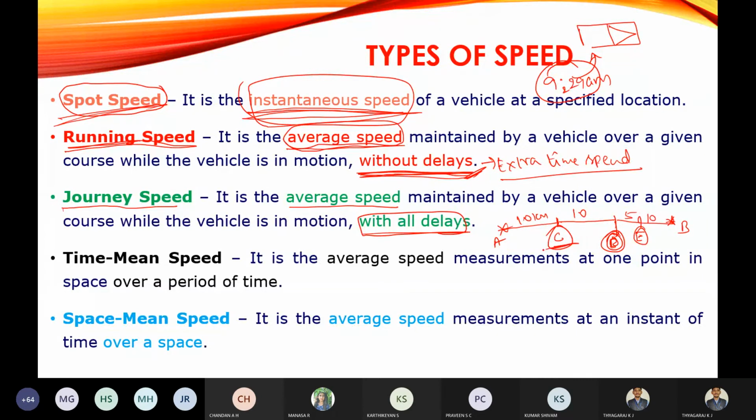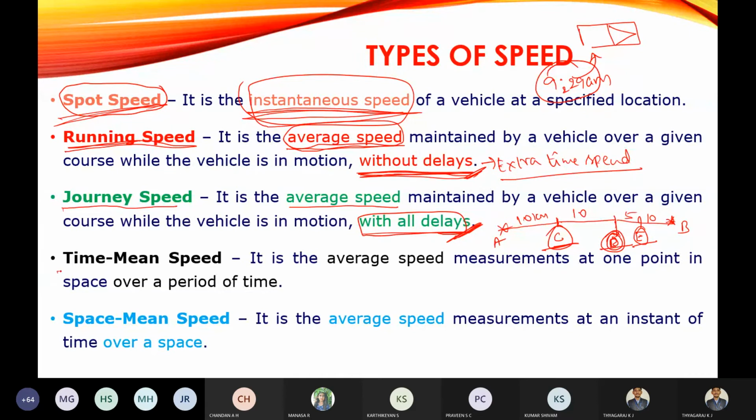So with the delay at C, what is the delay you have encountered? At D, what is the delay? At E, what is the delay you have encountered? Those delays will be added to the journey time, so that we are going to call it with all delays. One is running speed, the average speed of the vehicle without any delay. Journey speed is the average speed of the vehicle with all delays.